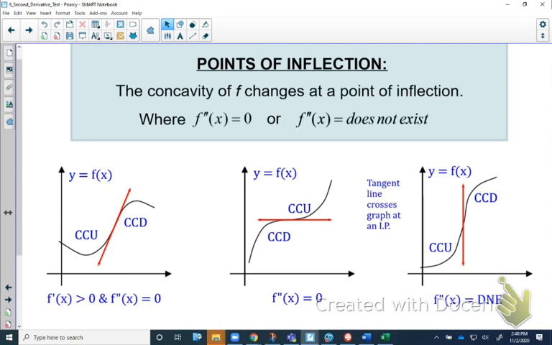As far as the one on the left, the first derivative is going to be positive, and the second derivative being equal to 0 is going to give us something along these lines. Whereas in the middle, when the second derivative is 0, we have this kind of inflection point here. And this is another example where we have a vertical tangent line at the inflection point, meaning that the second derivative doesn't exist.